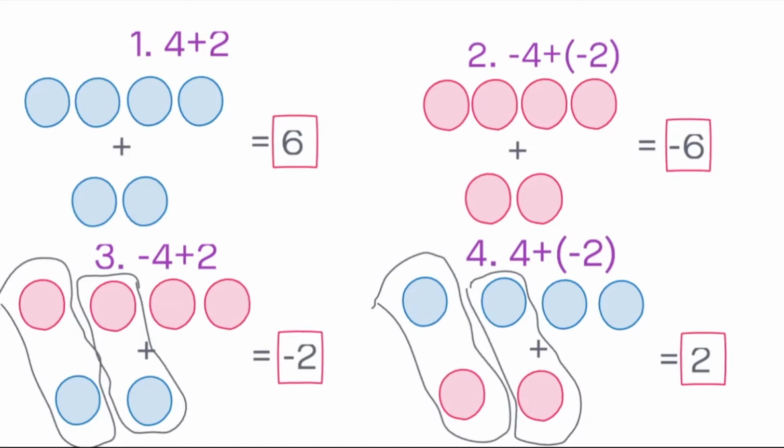So we would have 4 blue circles plus 2 red circles, and then we would remove the neutral pairs, and we are left with 2 blue circles. So 4 plus negative 2 equals 2.